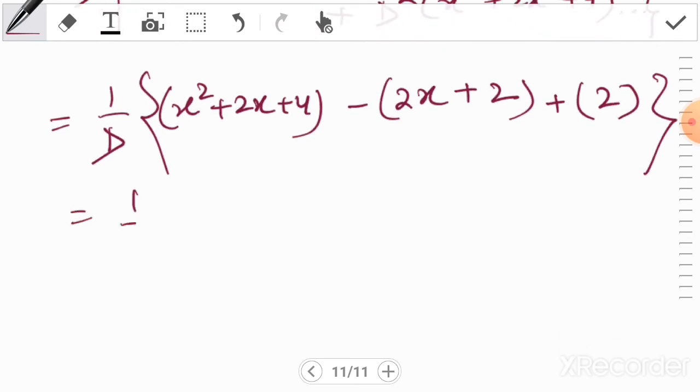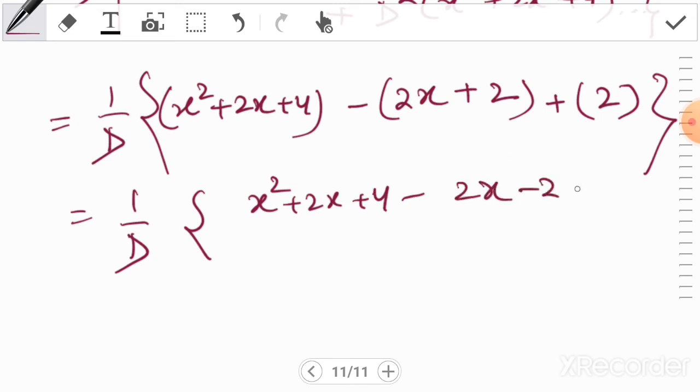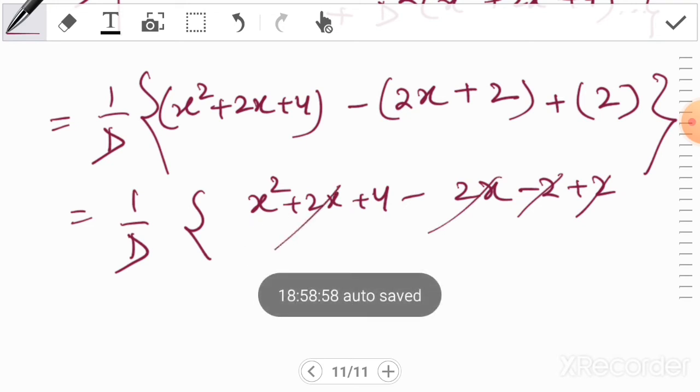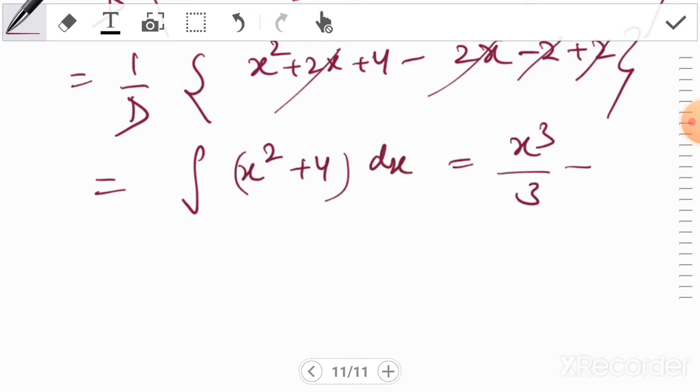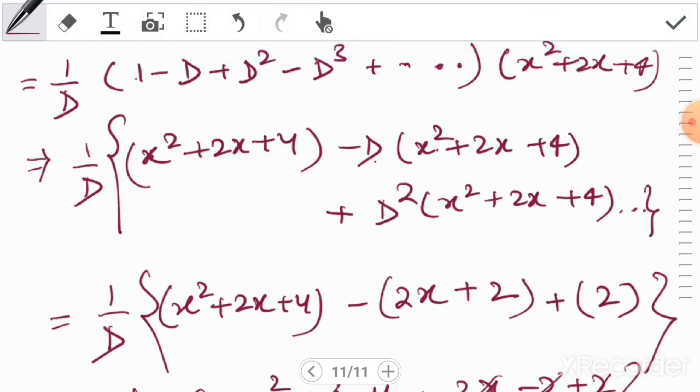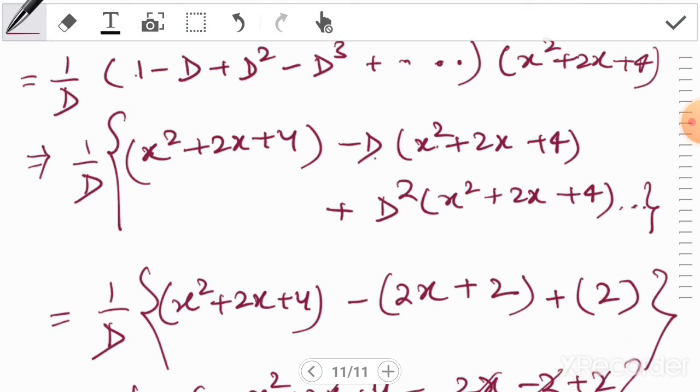Now inverse operator, this is x square plus 2x plus 4 minus 2x minus 2 plus 2, which is 0, and this is again 0. So we are left with x square plus 4 only. So inverse operator is nothing but integration. So integral of x square plus 4 dx is equal to x cube by 3 plus 4x. So this is the required particular integral for the problem, right?